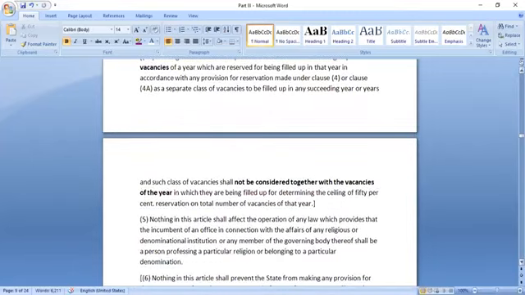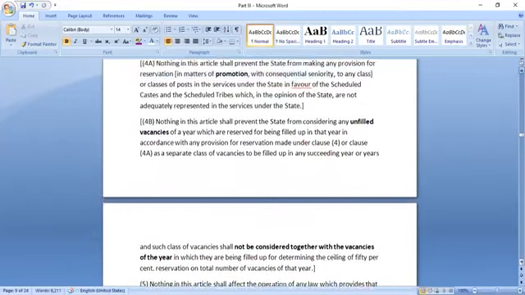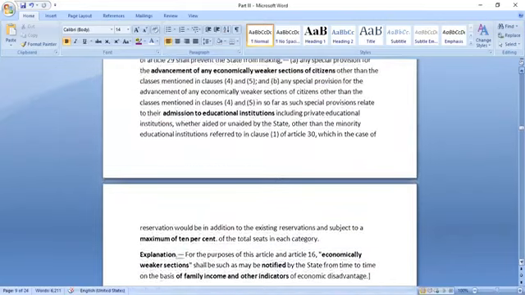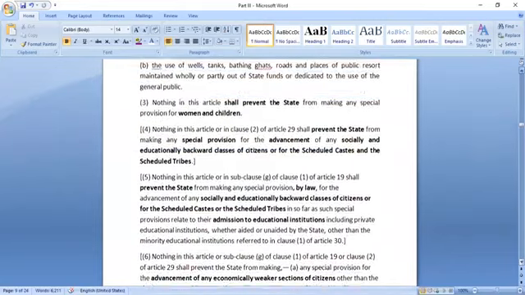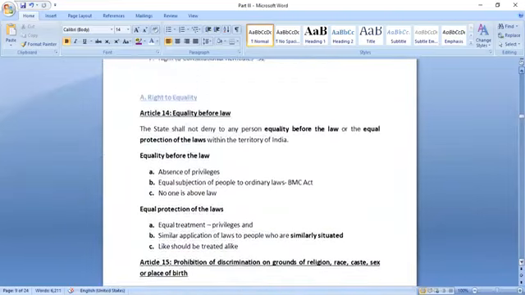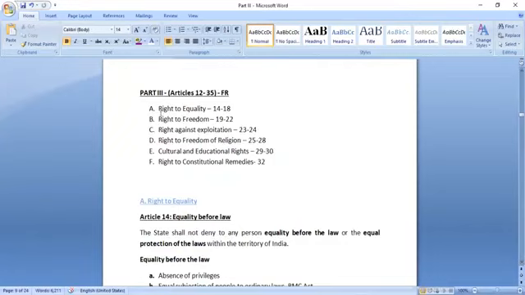Okay, so the first type of right is done. These were the rights, Articles 14 to 18. Any doubts on these articles? No, ma'am. Is it clear, everyone? Yes, ma'am. Okay.